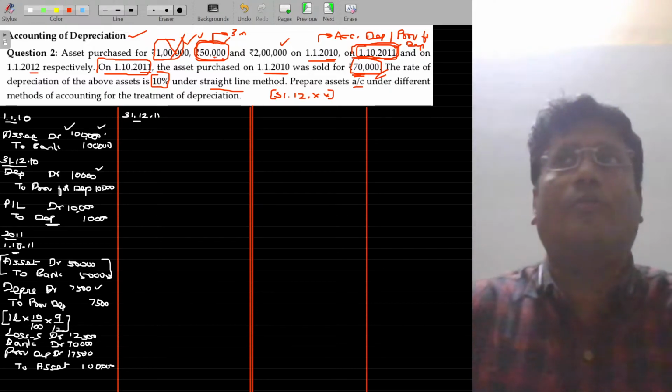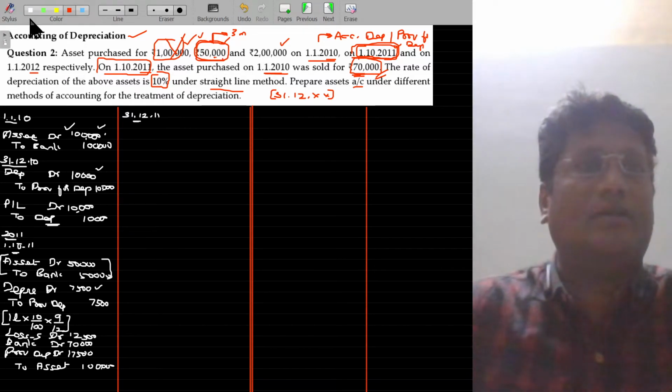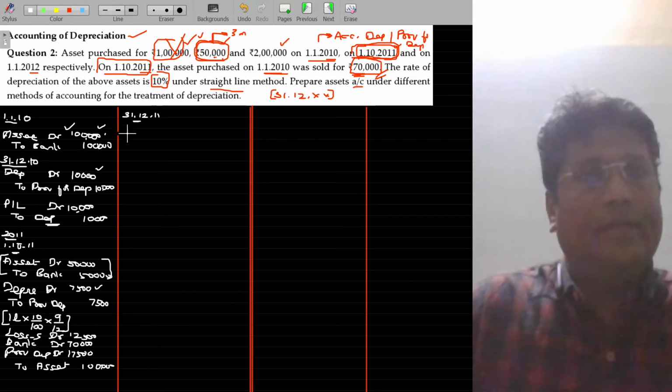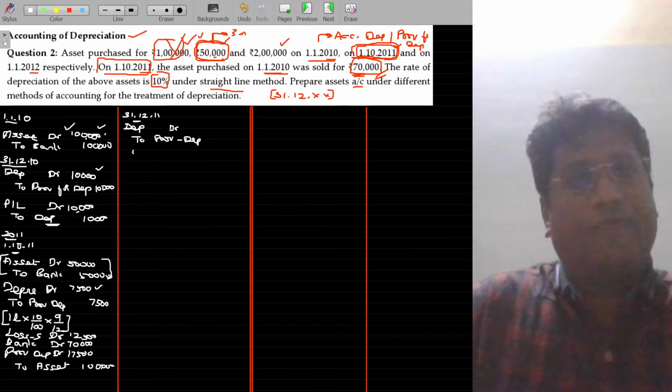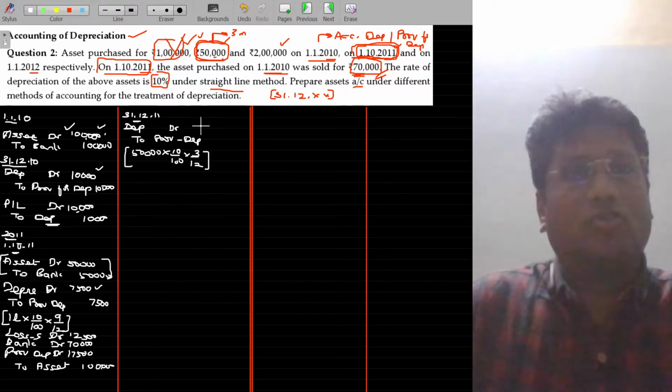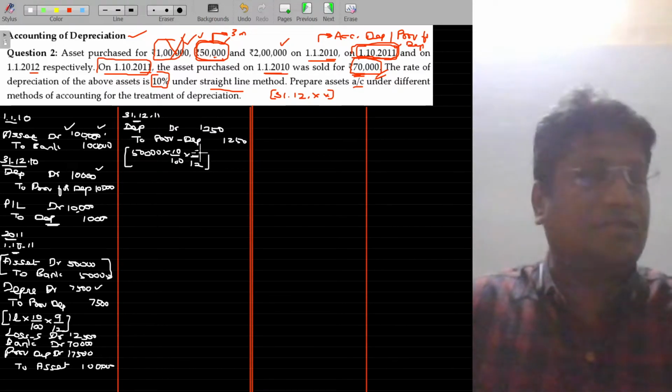So for this 50,000 rupees worth asset, we are eligible to claim depreciation for 3 months only, 1/4. Let's see the entry here: depreciation account debit to provision for depreciation. The value being 50,000 into 10% into how many months we have to create the depreciation? Only 3 months. So for 3 months, 1,250. Am I right? Are you able to get this one or not? Keep posting your answers. 1,250.